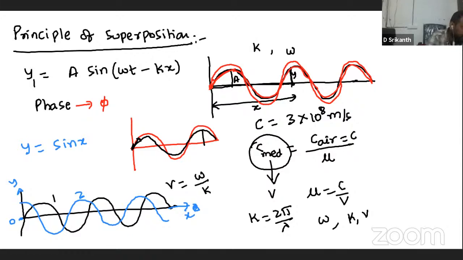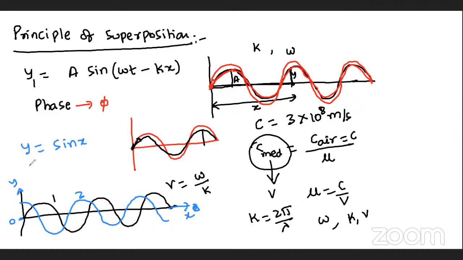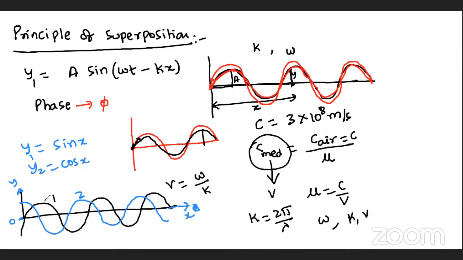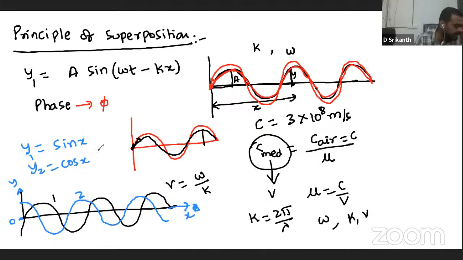Next, in the second one, what will be the shape of the graph? Cos x. So y1 and y2. What will be the change in the angular position, that is, the phase difference between sin x and cos x graphs? Pi by 2, right? So the phase difference between sin x and cos x is pi by 2.